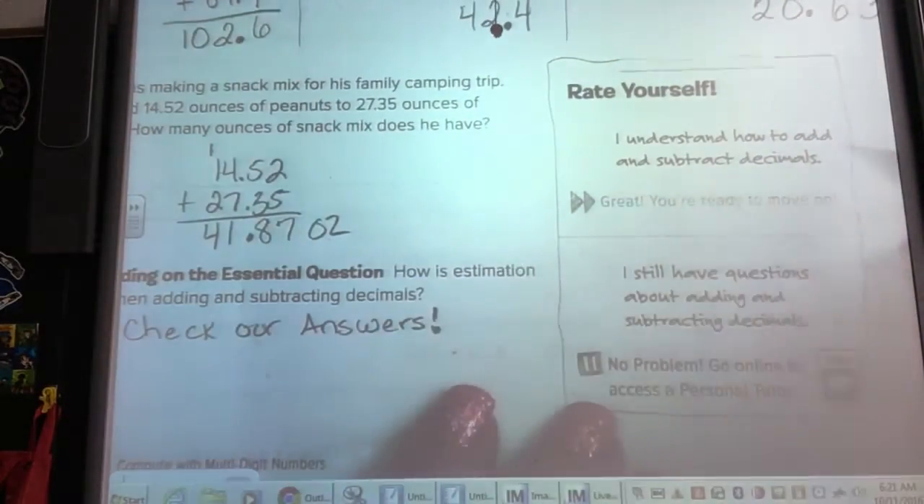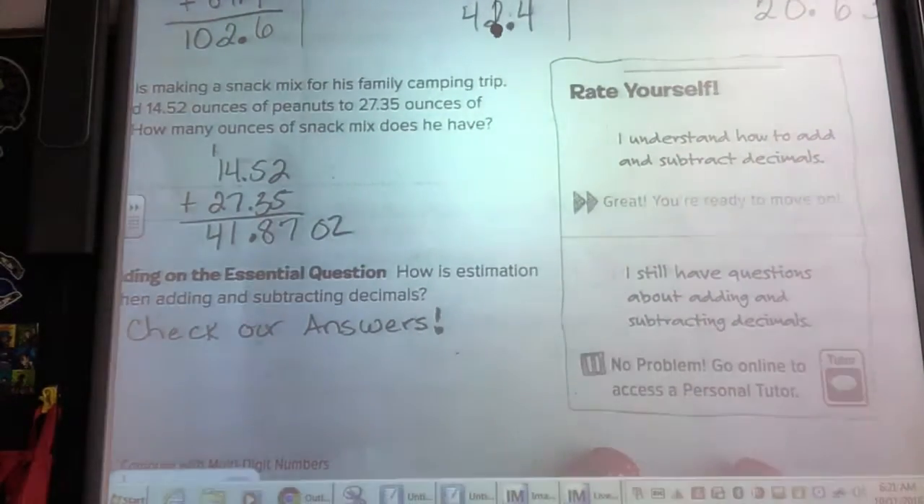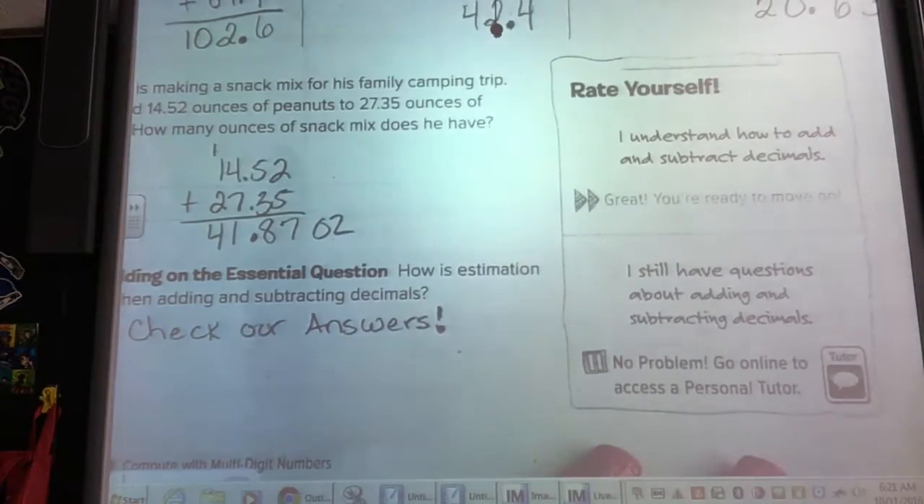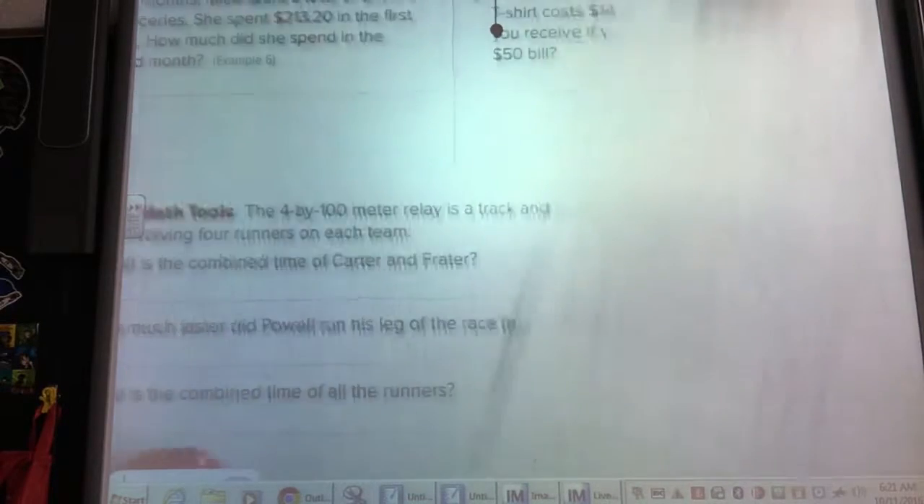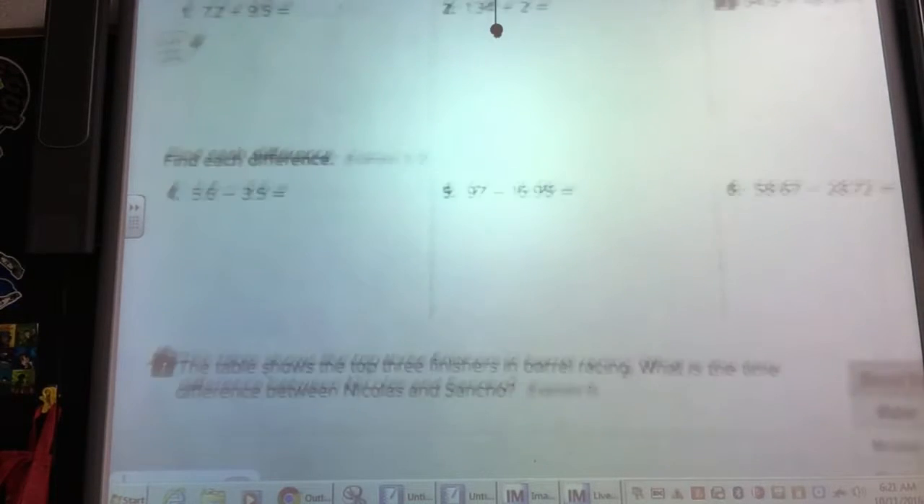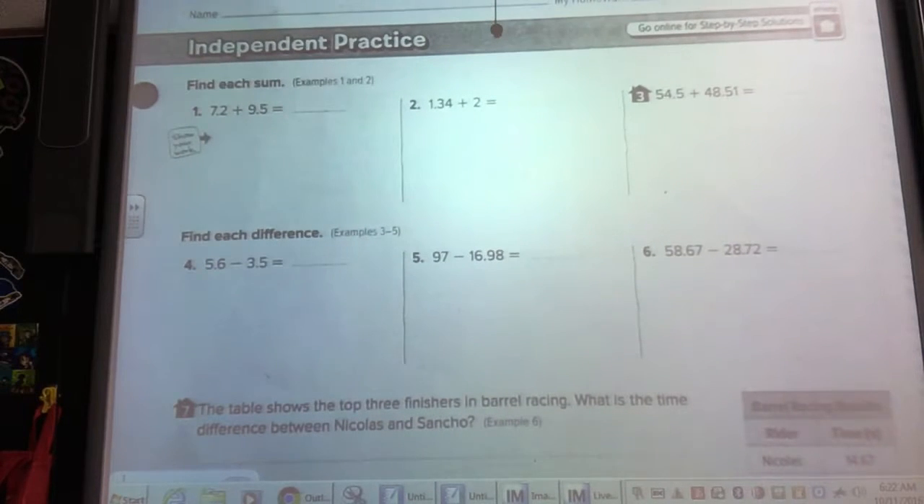All right, take a moment, rate yourself. I understand how to add and subtract decimals. Check it, great, you're ready to move on. I still have questions about adding and subtracting. Okay, no problem. I will help tutor you. Call me over if you have any questions. If you've got this, I want you to move on to this independent practice tonight. You're going to have a little bit of in-class time to do it, but the rest of it will be homework. You should be able to try 1 through 10. I don't expect perfection, but I do want you to try 1 through 10 and see if you can go ahead and do that.